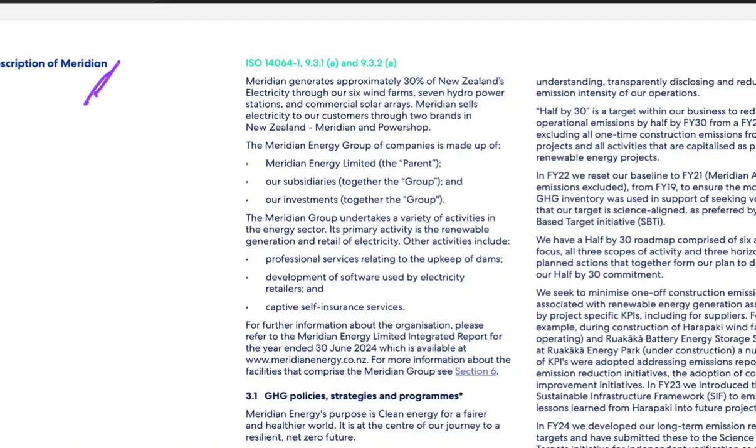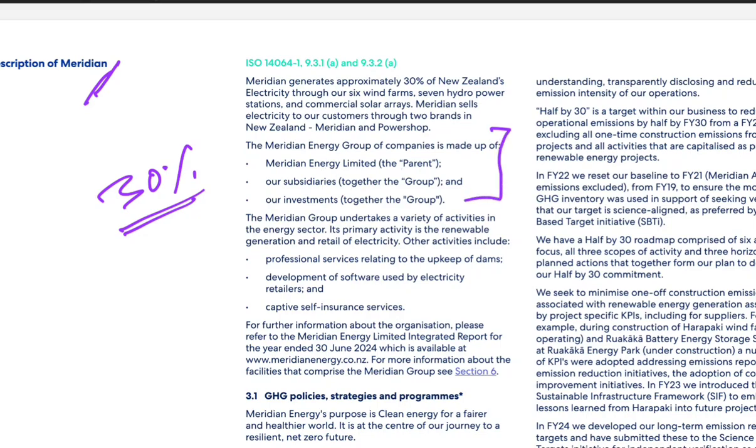Description of the company or the group itself. The company is generating approximately 30% of the country's electricity through 6 wind farms, 7 hydropower stations and commercial solar arrays. So 30% of New Zealand's electricity. Meridian sells this electricity to customers through 2 brands in New Zealand, Meridian and Powershop. So this is about the organization.